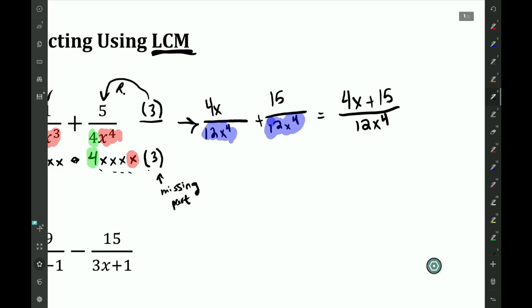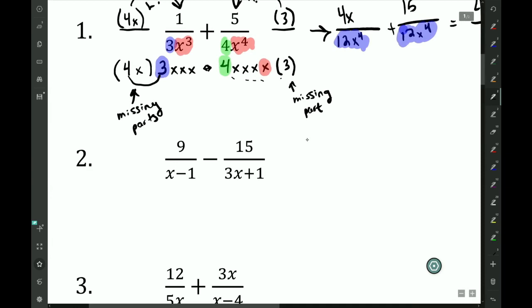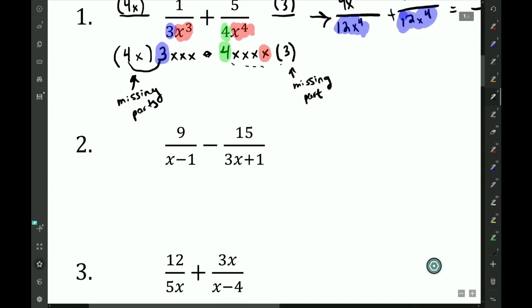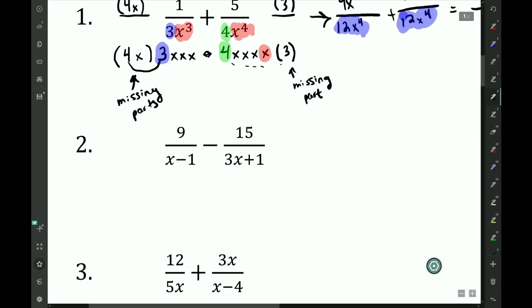Okay, that is essentially the name of the game. You want to get the same common denominator. Okay, so down here, if we look at number 2, now we're getting a little more involved. But again, let's look at this as left fraction and right fraction.